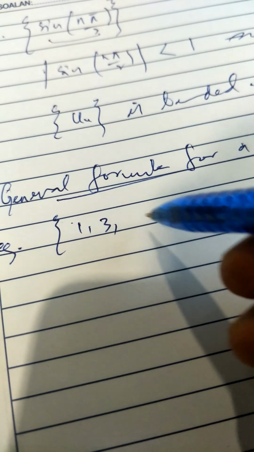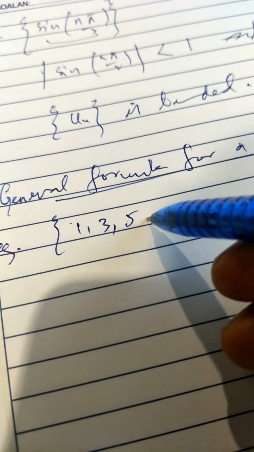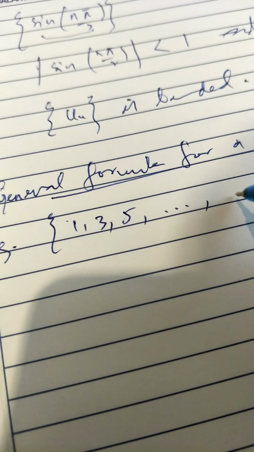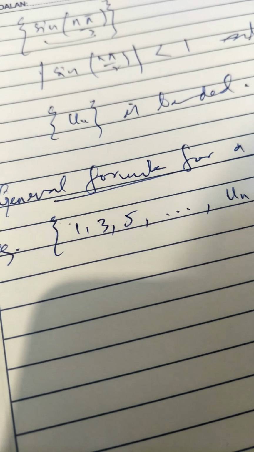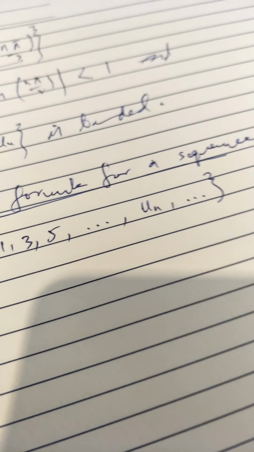What do we mean by general formula? For example, if I have a sequence, let's say I have 2, 3, 5 and so on. We need to find un. What is un? This means by general formula, we need to find un. So this is by inspection.